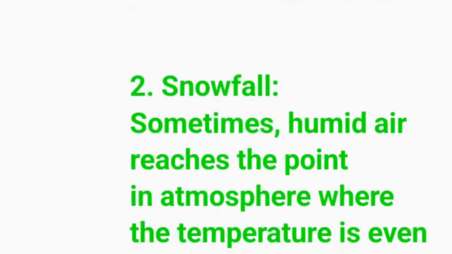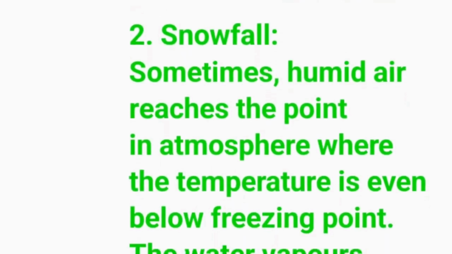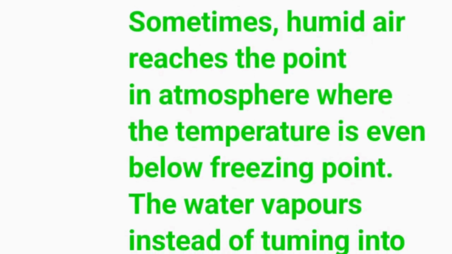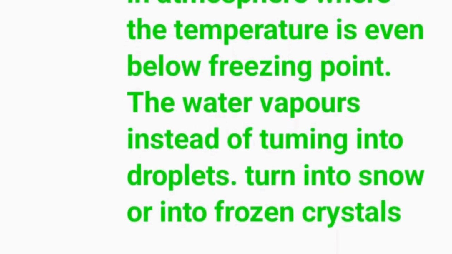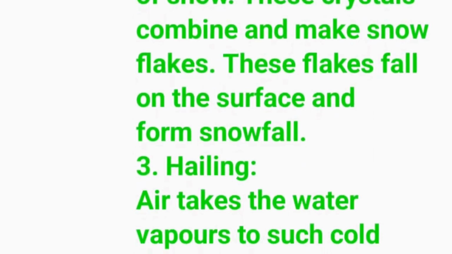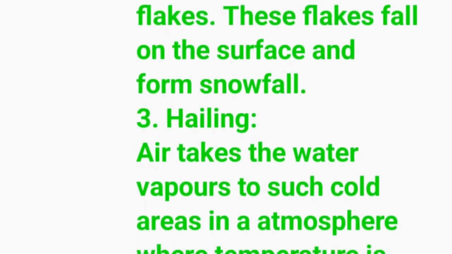2. Snowfall. Sometimes, humid air reaches the point in the atmosphere where the temperature is even below freezing point. The water vapors, instead of turning into droplets, turn into snow or frozen crystals of snow. These crystals combine and make snowflakes. These flakes fall on the surface and form snowfall.